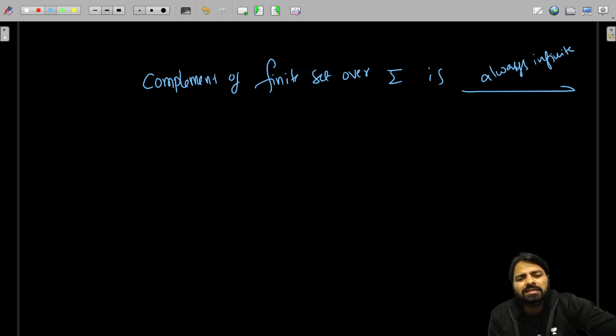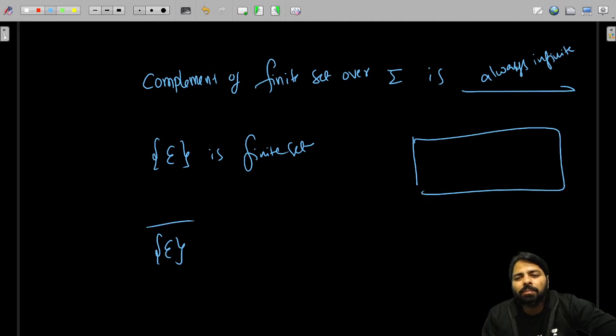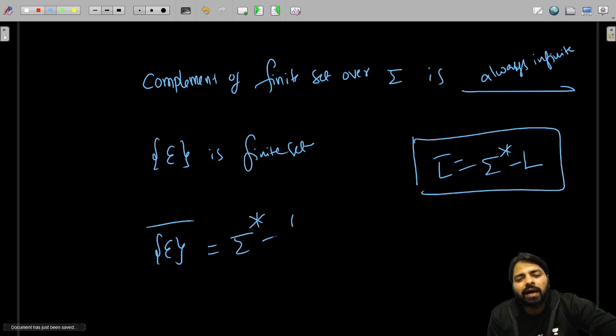Take anything, guys. Suppose I take epsilon. It is a finite language or not? It's a finite set. If you ask me what is the complement of this, what do you write? You know the definition. What is L complement? Sigma star, from the universe just delete L. That means from sigma star, I delete epsilon. You get sigma plus. Is it infinite or not?